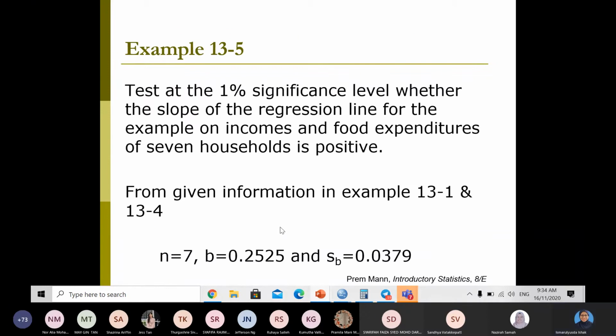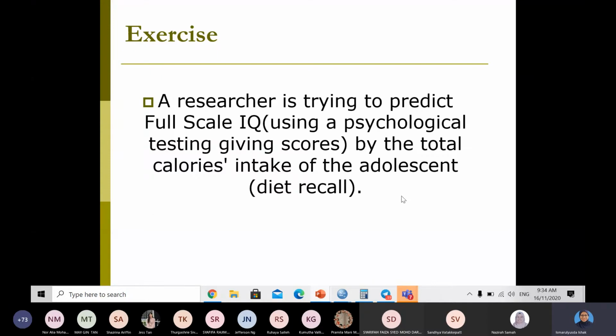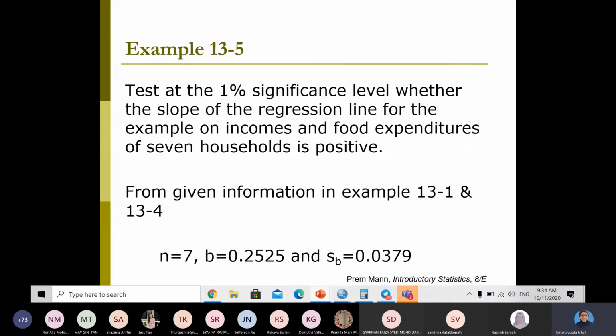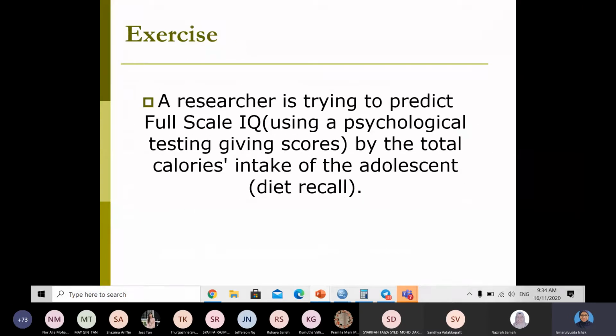Okay, so this is one of the examples. I think this is about the total calories. Okay. No, I didn't give you the examples. Okay, all right, this one.